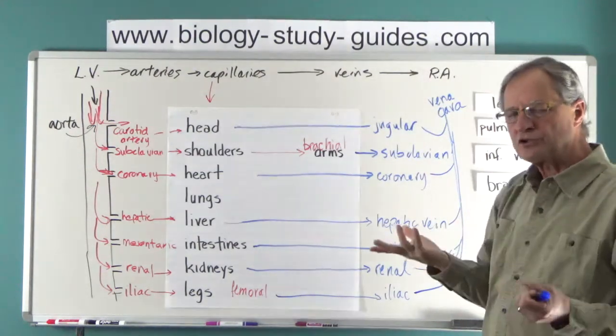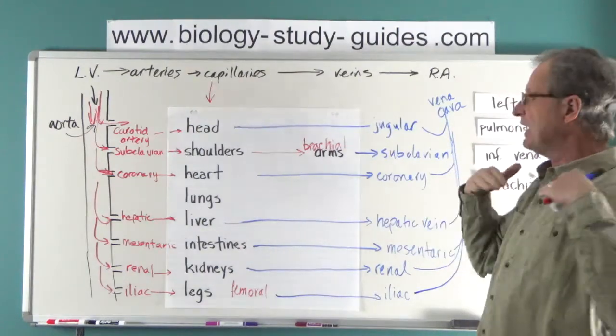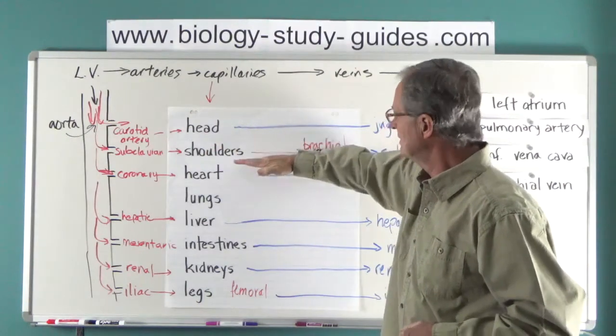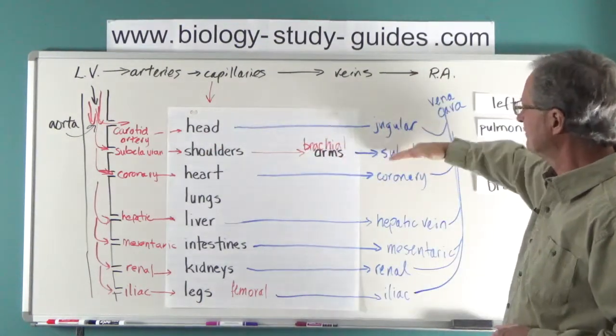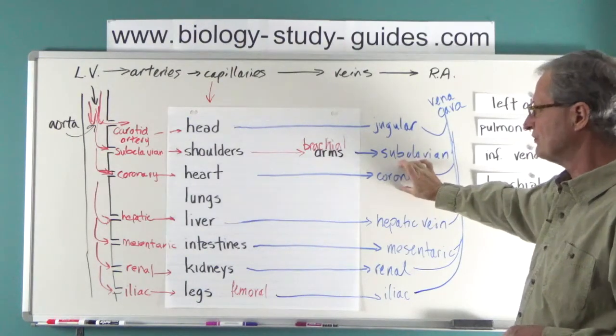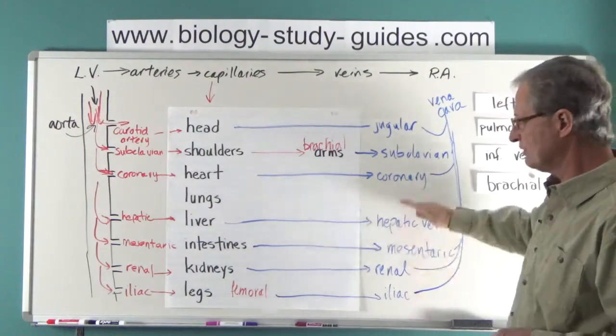If you recall, there's two vena cavas. There's an anterior vena cava and a posterior vena cava. These ones here actually go through the anterior vena cava. These ones don't go through the vena cava. Well, they do, but it's right on the surface of the heart. These ones are the posterior vena cava.